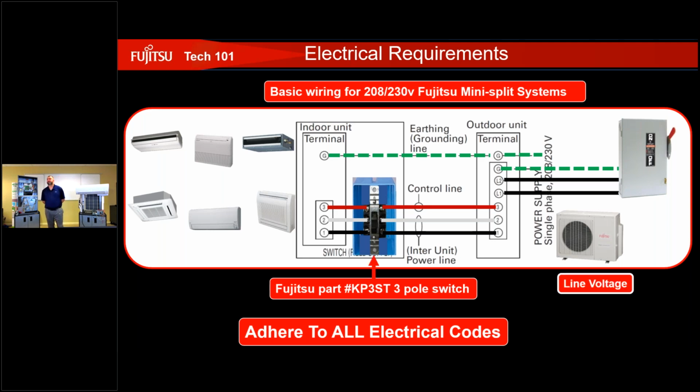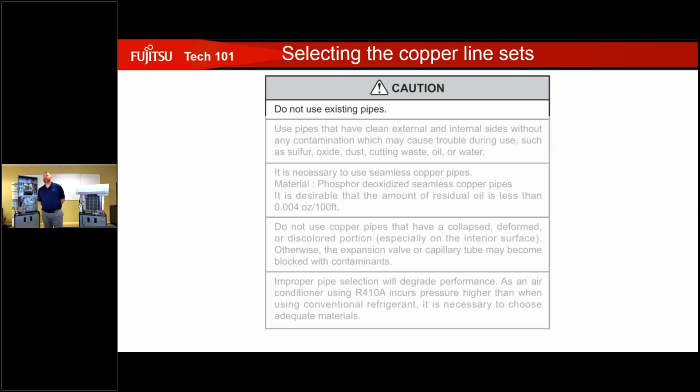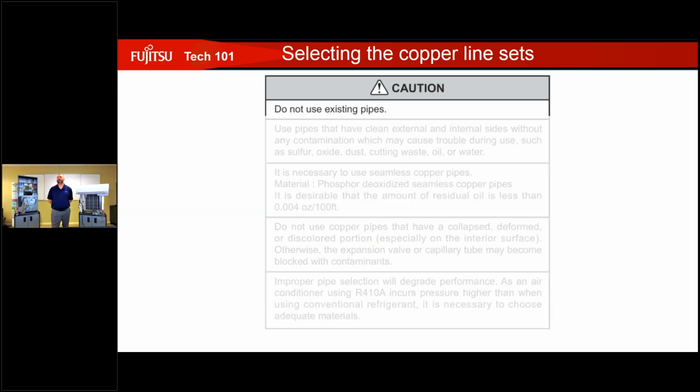You have your 3-pole switch there, which we were talking about. There's your line voltage, your control wire, your DC signal. Getting to the refrigerant piping, this is my favorite one. I get to pick you guys apart on this one. Unfortunately, you're not here in person, so I can't pick on you in person.